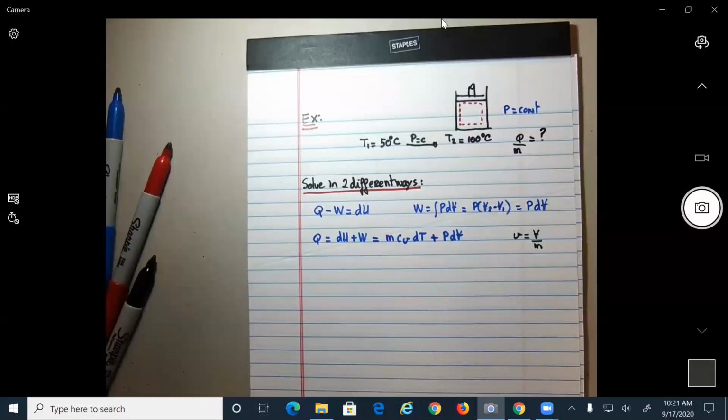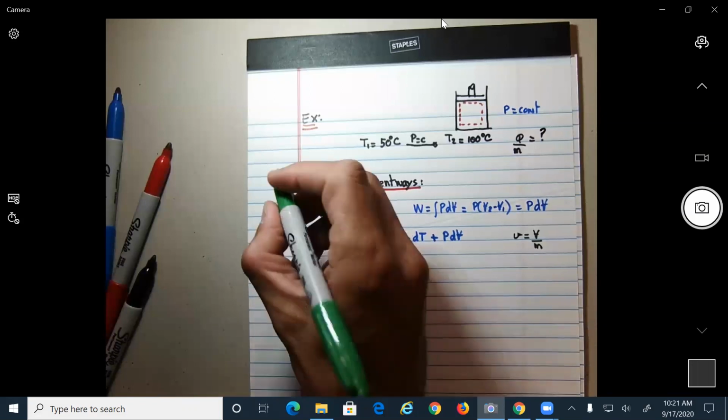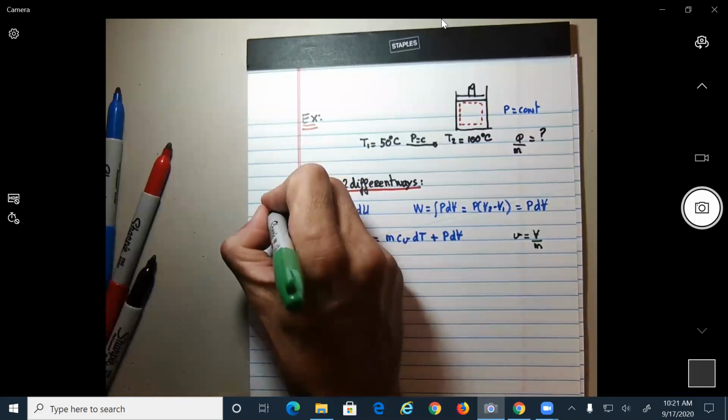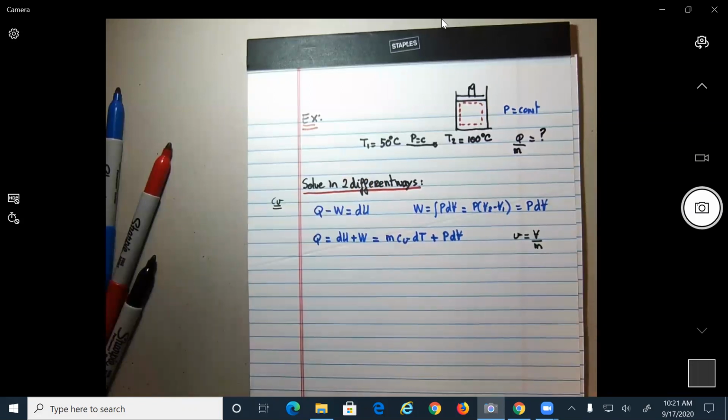Okay, so I just got a good question: why am I using Cv here? It's because I want to solve it two ways. First, using Cv, and then I will solve it using Cp. But I think if we do it both ways, it's going to give you a better understanding of really what is happening. Okay, that's the idea.